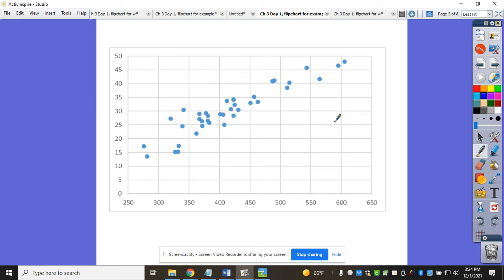Why is that an issue? That is not on our paper. Our y-intercept is when x equals 0. So x equals 0 would be somewhere like down here, and that's not on our paper. So don't go really far away just to do this.